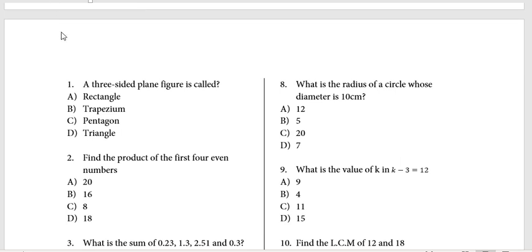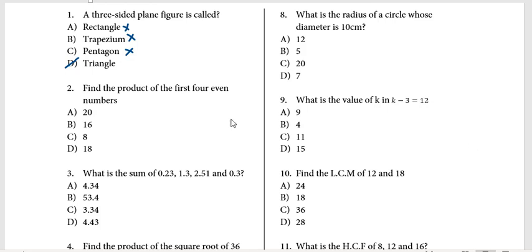So we'll have the first question. Question number 1 says a three-sided plane figure is called. Because it's three-sided, it's a triangle, so D. Let me tell you why A is wrong. A rectangle has 4 sides. 4 sides is not 3 sides. A trapezium as well has 4 sides, so it doesn't fit in. A polygon has 5 sides, so they don't work. Let's go to the next question.